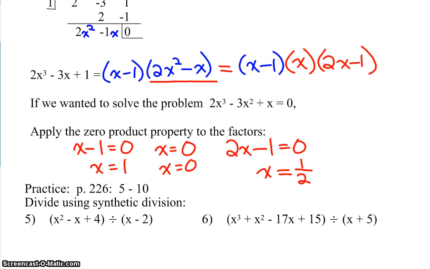That's where the graph would cross the x-axis. This one had a degree of 3, so we knew there were 3 possible real roots, 3 complex roots, which means they could possibly all be real, and there were 3 real roots.